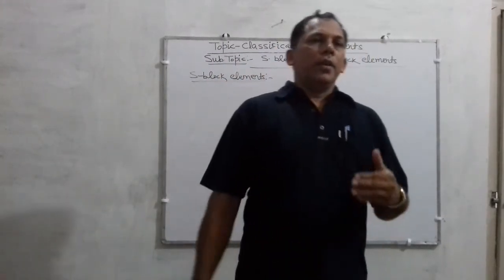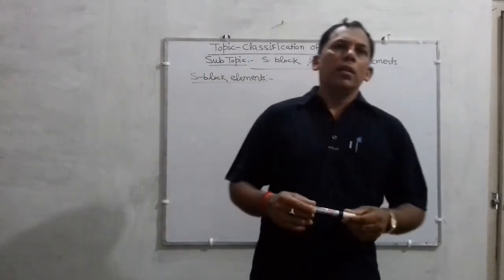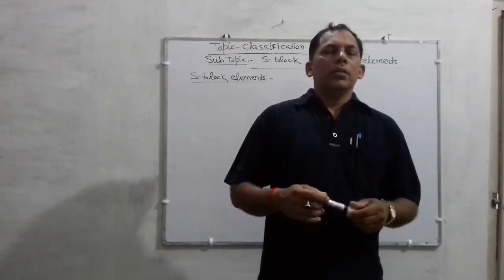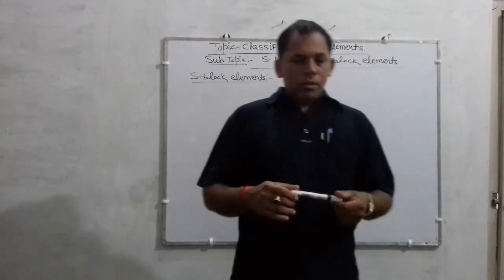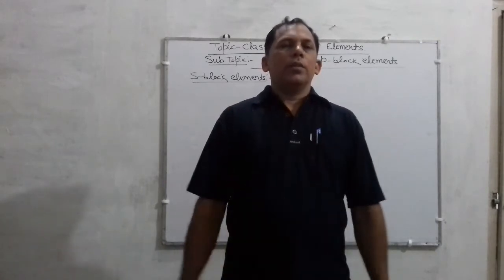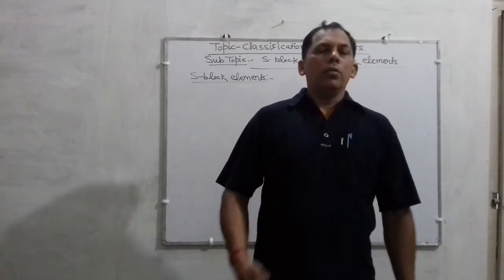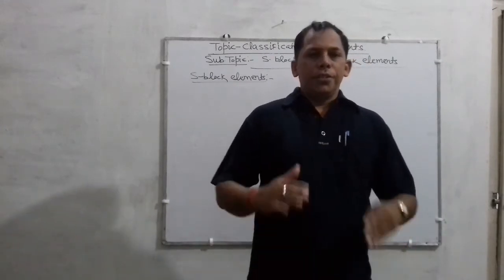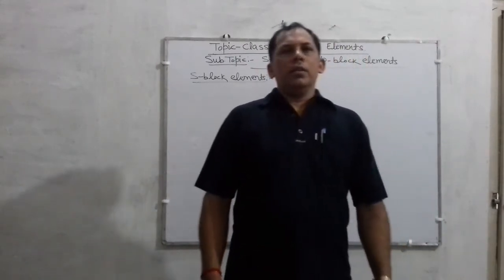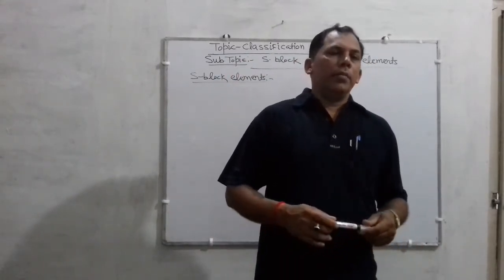So, in the continuation of the same chapter, that is classification of elements or periodic table, we are going to learn how the long form of the periodic table is related to the electronic configuration, and on the basis of electronic configuration, how this table is divided into blocks.